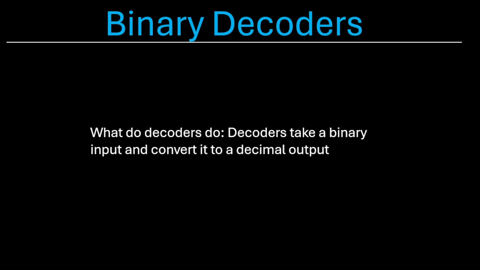Hello everyone. Today we're going to be learning about binary decoders. So a binary decoder takes a binary input and converts it to its corresponding decimal output. Now the decoders we're going to be looking at today are what are called n to 2 to the n decoders, where n represents the number of bits you have in your binary input.